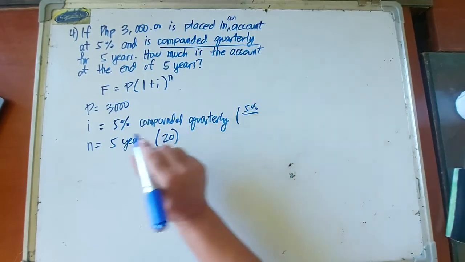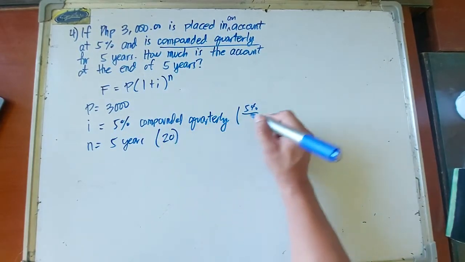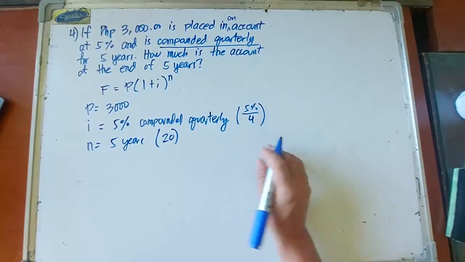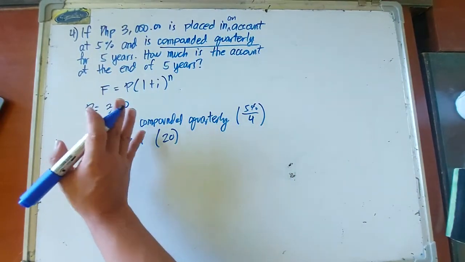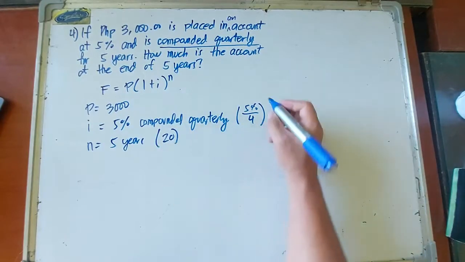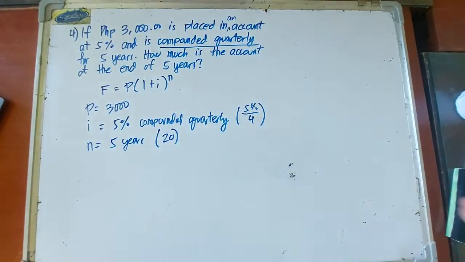So I here is 5% divided by 4, compounded quarterly. So 5% here is annual, and since it is compounded quarterly, there are 4 quarters in a year, from the word quarter, so apat. So we need to divide it by 4. Okay?